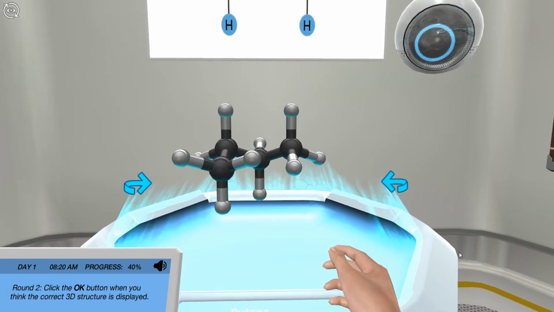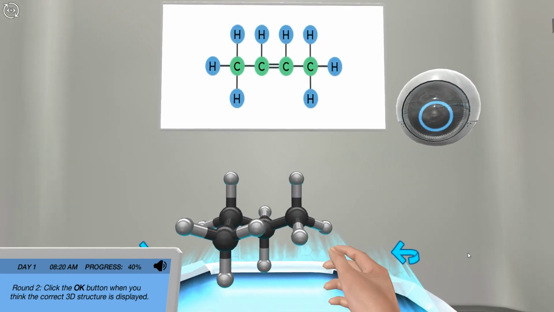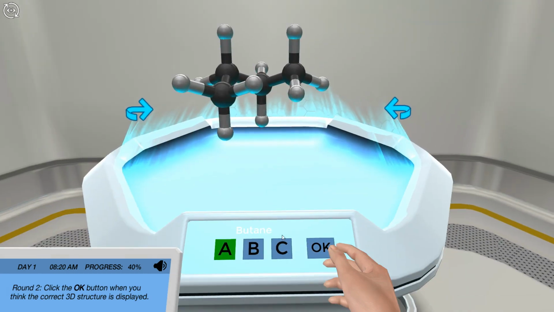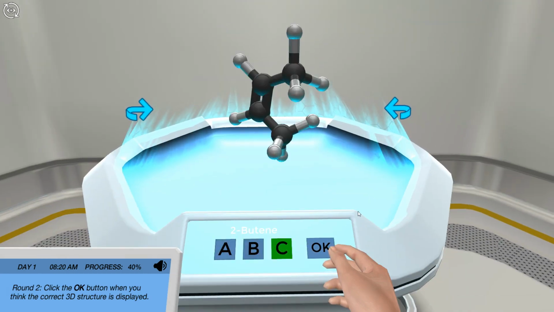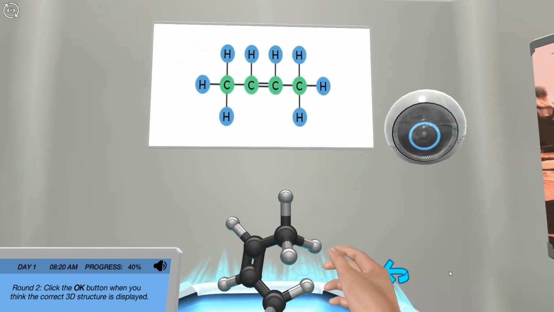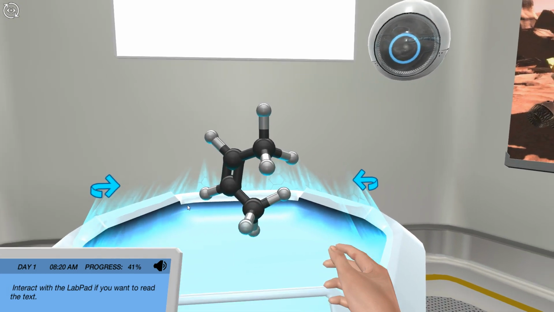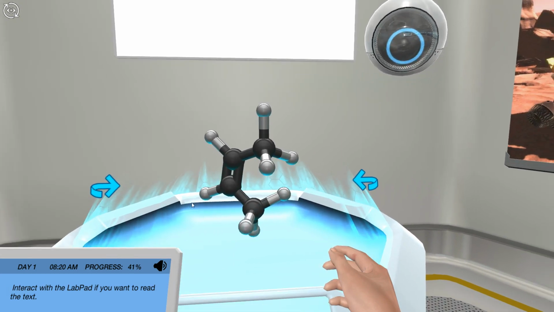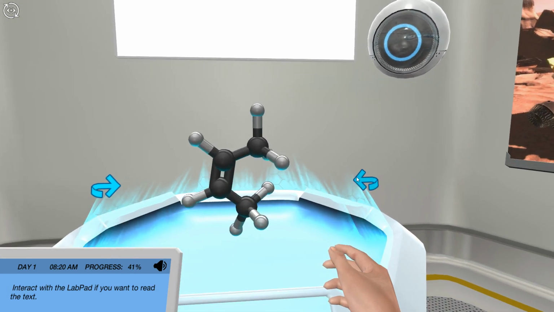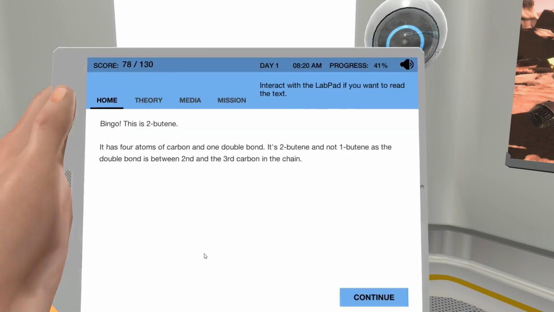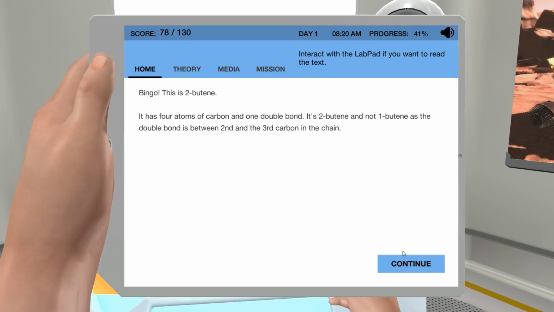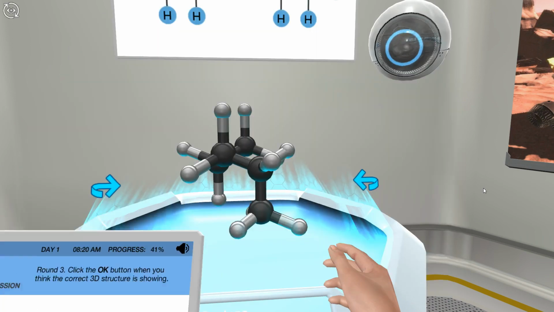Round 2, click the OK button when you think the correct 3D structure is displayed. Bingo! This is 2-butene. It has 4 atoms of carbon and 1 double bond. It's 2-butene and not 1-butene, as the double bond is between the second and the third carbon in the chain. Round 3.